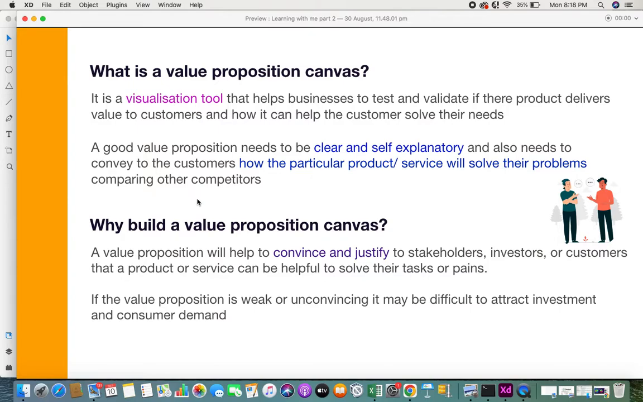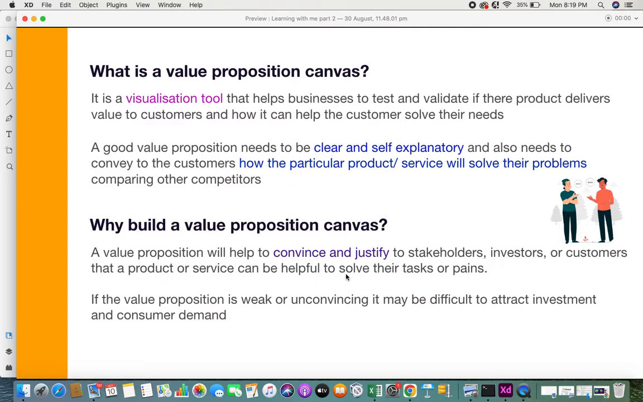So with this said, why really build a value proposition canvas? As I said, it helps to convince and justify to stakeholders, investors, and customers that a product or service can be helpful to solve their tasks or pains. It is used to convince the end users, whether stakeholders, investors, customers, or anyone. If the value proposition is weak or unconvincing, it's difficult to attract investors, and difficult even to convince the end user to buy your product or service.